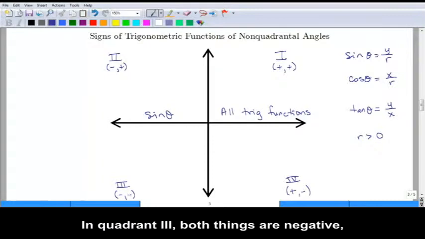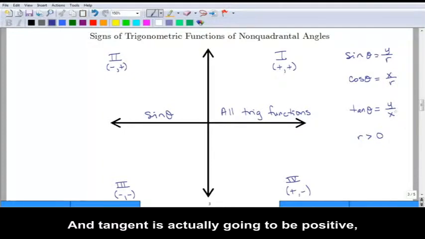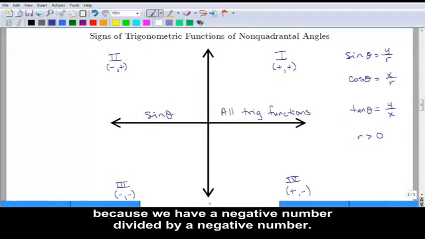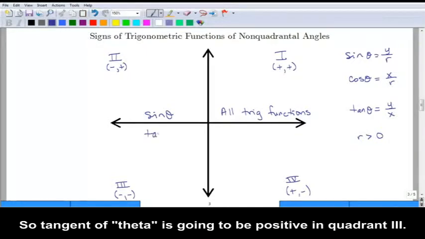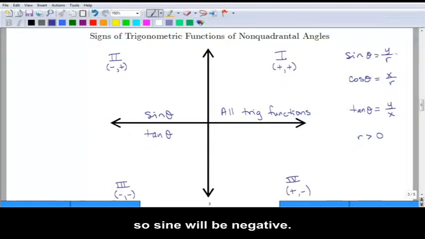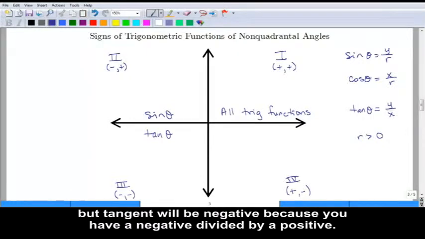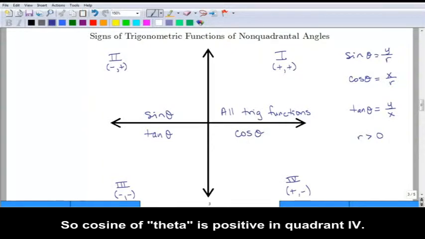In quadrant 3, both things are negative, so sine is going to be negative with y being negative, cosine is going to be negative with x being negative, and tangent is actually going to be positive because we have a negative number divided by a negative number. So tangent of theta is going to be positive in quadrant 3. And then if we move over to quadrant 4, in this case, y is negative, so sine will be negative. X is positive, so cosine will be positive, but tangent will be negative because you have a negative divided by a positive. So cosine of theta is positive in quadrant 4.